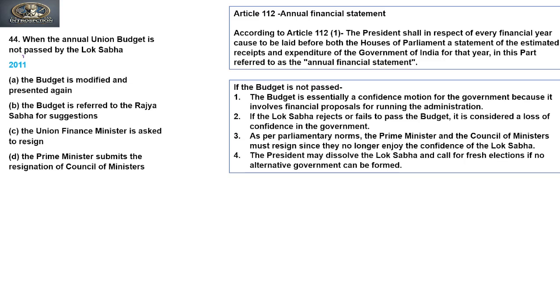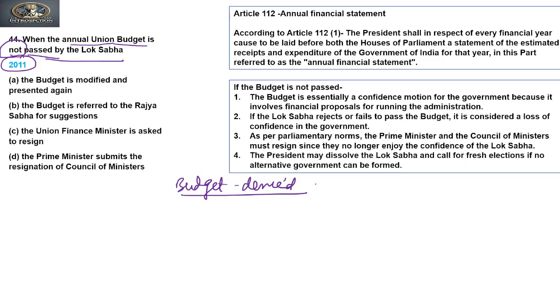The question was asked in 2011. It says, when the annual budget is not passed by the Lok Sabha, then what will happen? So if the budget has been presented in the House and it is not passed, right? Before going through the options on the repercussions of not passing a budget, we will see how a budget can be denied. What are the mechanisms?